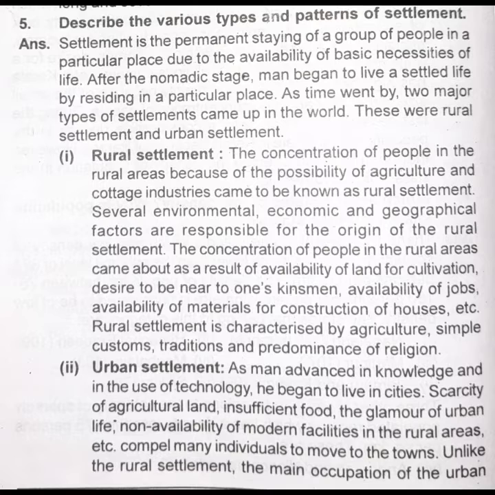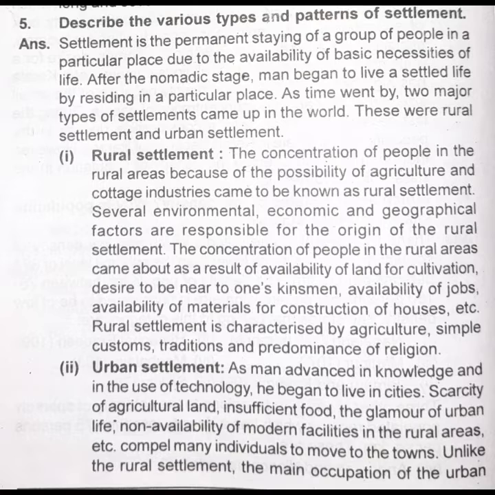Answer: Settlement is the permanent staying of a group of people in a particular place due to the availability of basic necessities of life. After the nomadic stage, man began to live a settled life by residing in a particular place. As time went by, two major types of settlements came up in the world. These were rural settlement and urban settlement.